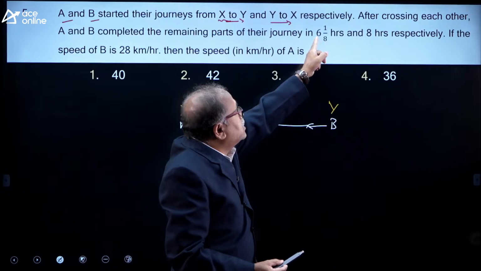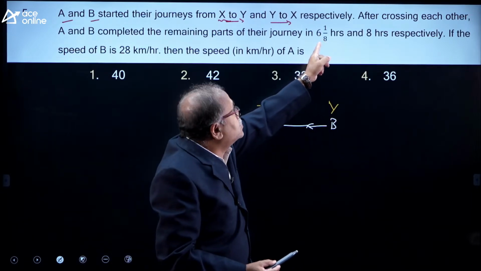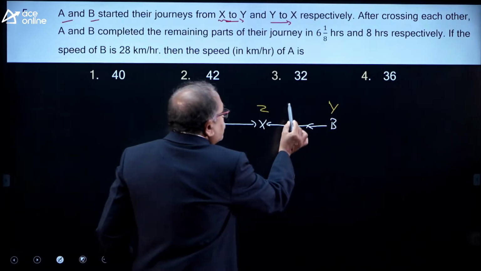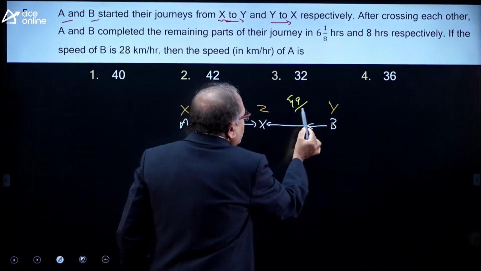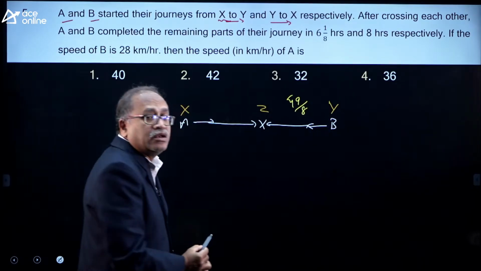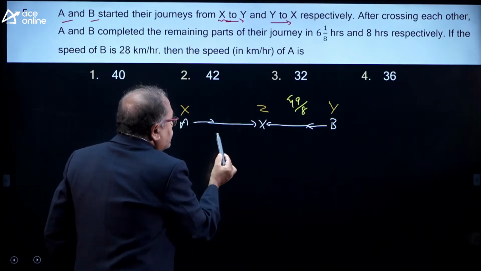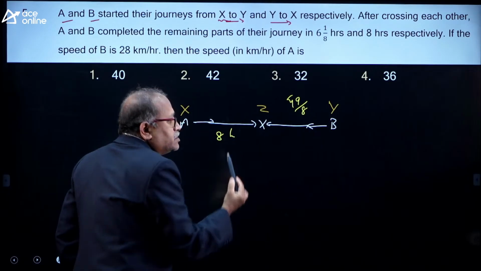That is 6 1 by 8 hours, that is 49 by 8 hours. So, here A takes 49 by 8 hours to complete the remaining journey, and B takes 8 hours respectively.